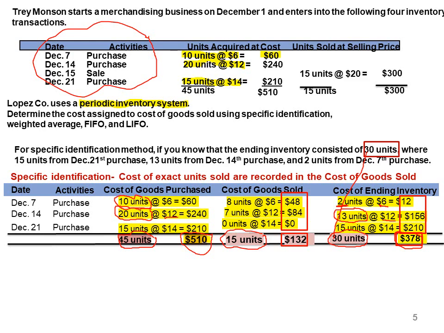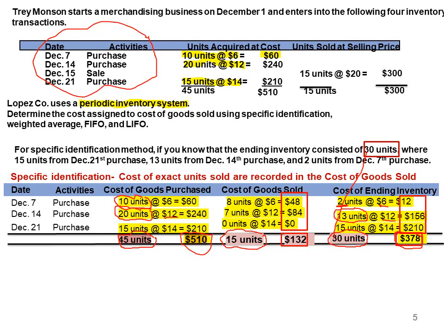So here, out of those 10 units that we acquired on December 7, 2 units only are remaining. So what happened to the difference? It must be sold. So we're going to record 2 units from December 7th using its cost price, which is 6, so we will get $12. So now I can get the total cost of ending inventory at the end of the month.